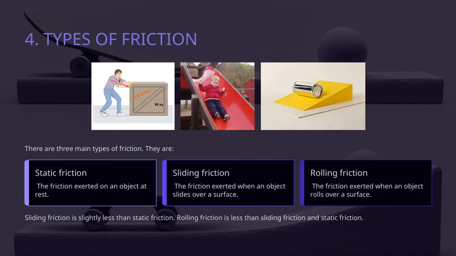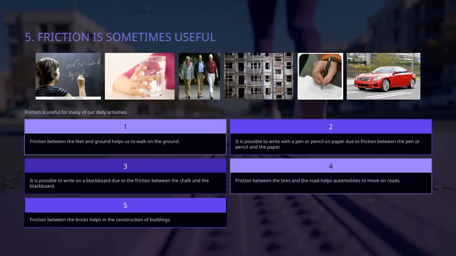Connecting this to the overall theme, understanding these different types of friction helps us see how objects move and what forces resist that movement. Recognizing which type of friction is at play can help us design better machines and understand everyday phenomena more clearly. Friction is actually very useful in many of our daily activities.